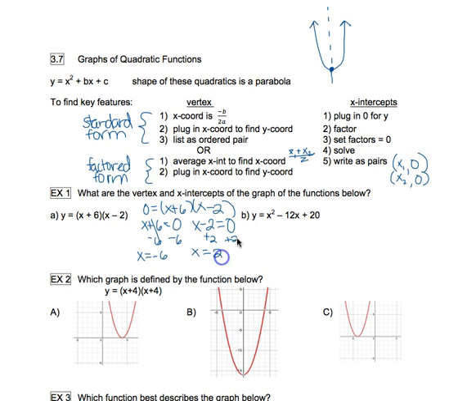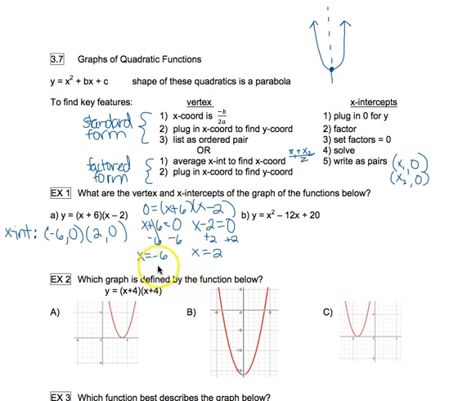So final step, write them as ordered pairs. So x equals negative 6 means negative 6, 0. And then x equals 2 would be 2, 0. So these are my x-intercepts. Then I go to find my vertex. So I need to find the average of the x-intercepts.